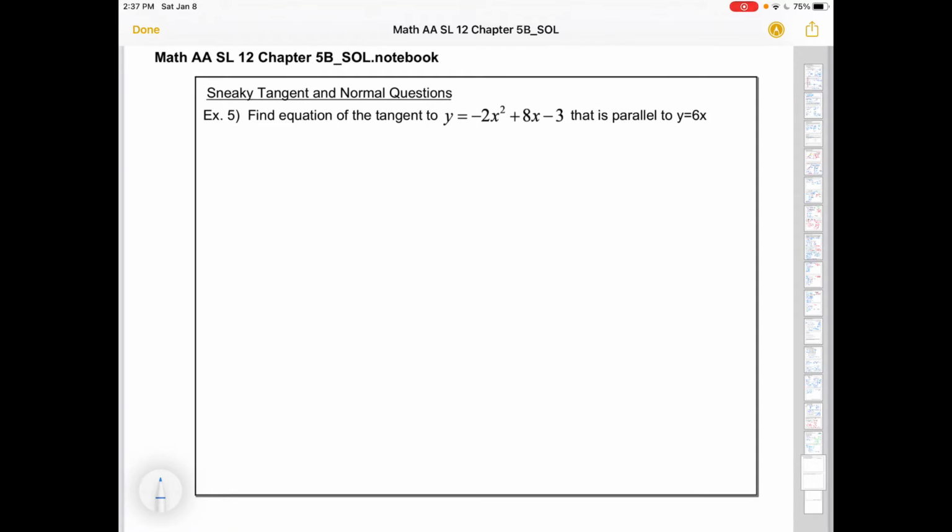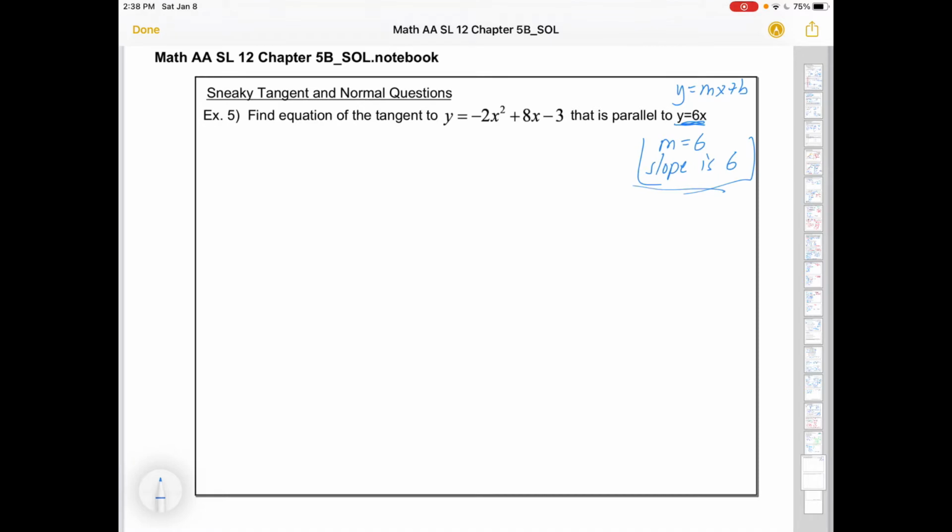So we're going to find the equation of the tangent on this that is parallel to y equals 6x. So they're telling us not about a point. They're telling us about a different line that has a slope of 6. Because y equals mx plus b is typically how we think of lines. Whatever's beside the x is the slope. So they're telling us the slope, or gradient if you prefer, is 6.